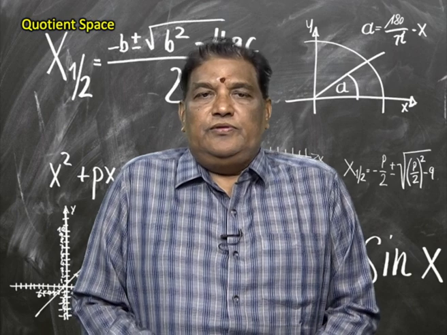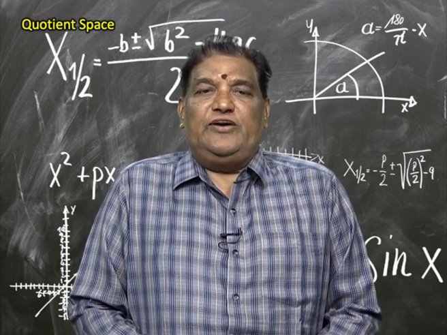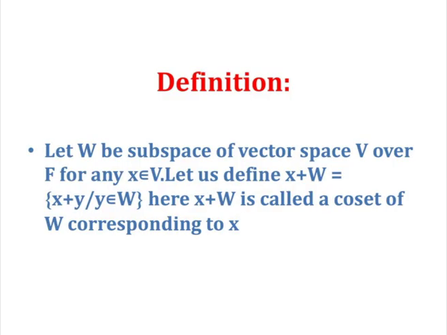Definition, the mathematical definition: let W be a subspace of vector space V over F, F means field, V is a vector space. For any x belongs to V, let us define x plus W equal to the set of x plus y such that y belongs to W. Here x plus W is called a coset of W corresponding to x.